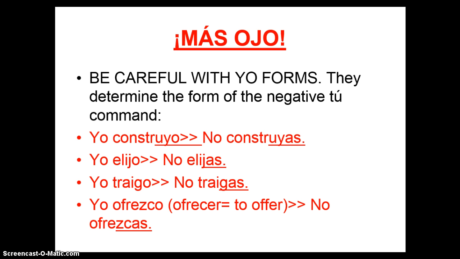Yo traigo: any go verb ends in go. We're going to keep that G when we make the negative command, and we get no traigas. Remember that traer is just an ER verb, so the opposite ending is as.